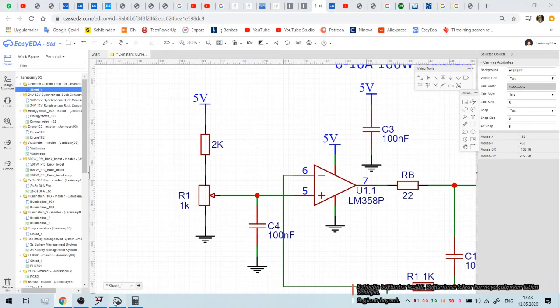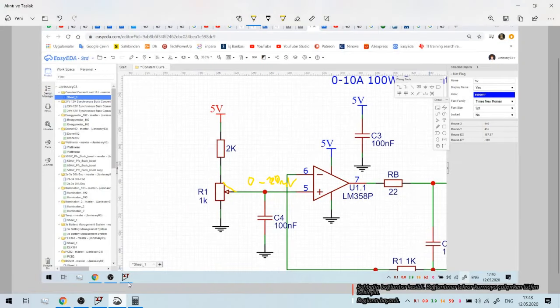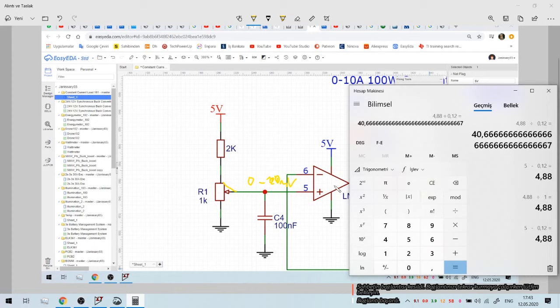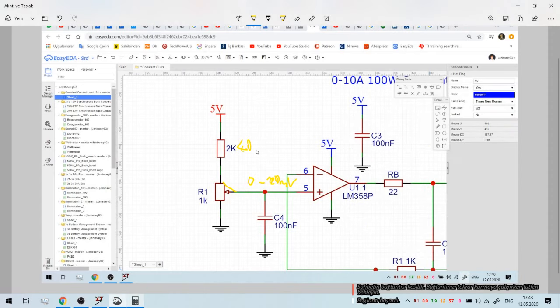I'm confused. Yes, 0.12 divided by 0.12 times 1K. Yes, a 40K resistor going to here. Nearly 40K. 40K is not a usable resistor.